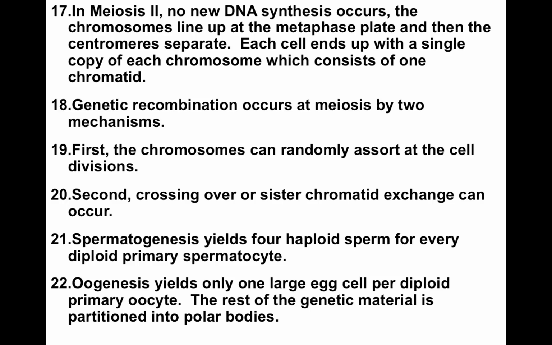In meiosis II, no new DNA synthesis occurs. The chromosomes line up at the metaphase plate, and then the centromeres separate. Each cell ends up with a single copy of each chromosome, which consists of one chromatid. Genetic recombination occurs at meiosis by two mechanisms. First, the chromosomes can randomly assort at the cell divisions, and second, crossing over or sister chromatid exchange can occur. Spermatogenesis yields 4 haploid sperm for every diploid primary spermatocyte, but oogenesis yields only one large egg cell per diploid primary oocyte. The rest of the genetic material is partitioned into polar bodies.